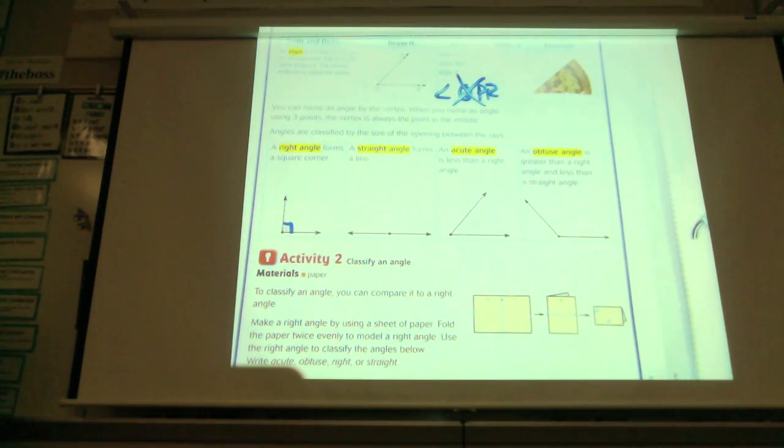A straight angle forms a line. Kind of makes sense. If the angle is completely open and straight like this, it forms a line. This can be an angle. We can call that an angle. It's just a straight line.